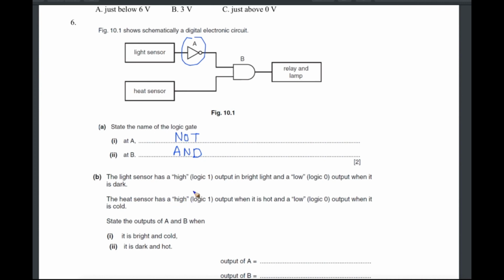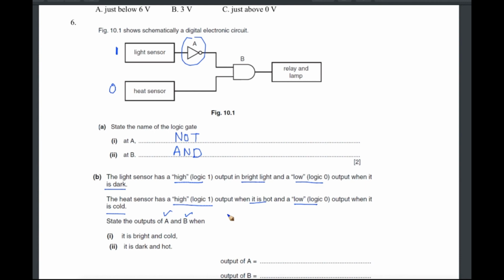In the next B, the light sensor is 1 when the output is bright, it's 0 when it's dark. Okay, heat sensor is high output when it's hot, low output when it's cold. So it is bright and cold. Okay, so bright means 1, so here we have 1, and cold means 0, so here we have a 0. State the output of A and B.